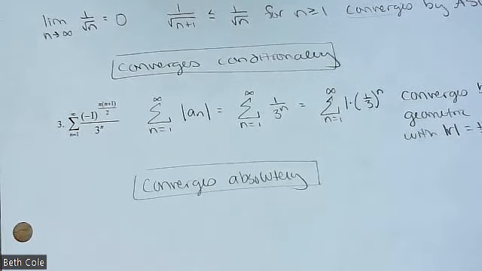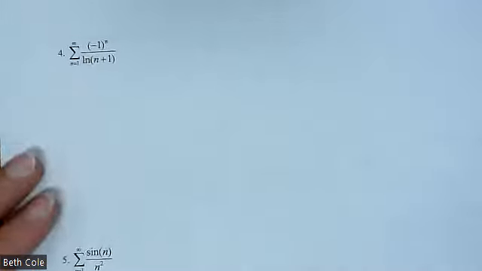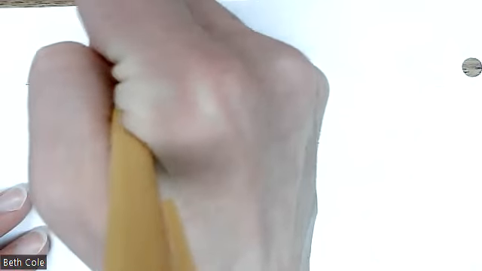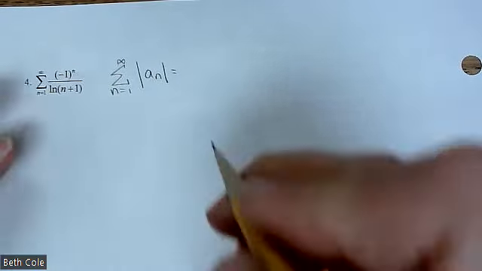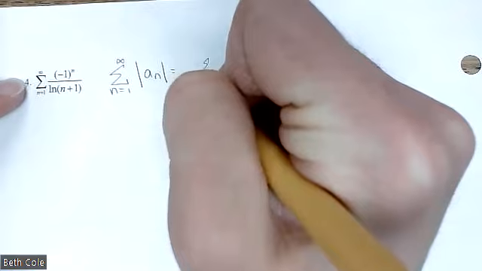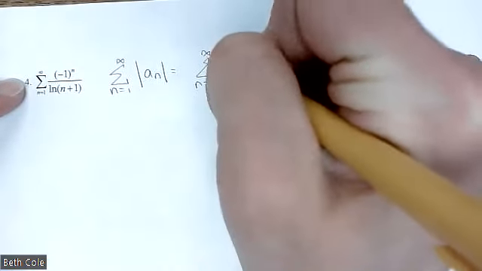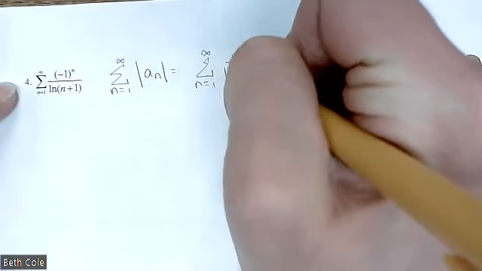Let me just do one or the other of these because that's really all there is to this lesson. Let's just do 4 and I'll write up the answer for 5 and post it. All right, so let's do the absolute value first. So that's going to just get rid of the alternating part of it. It'll be 1/ln(n+1).